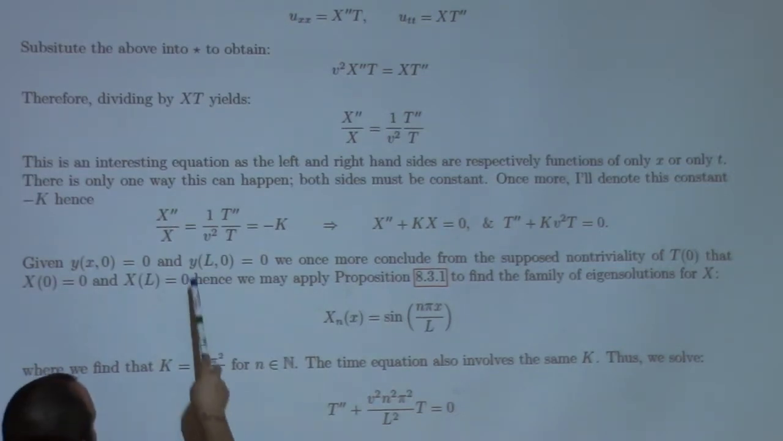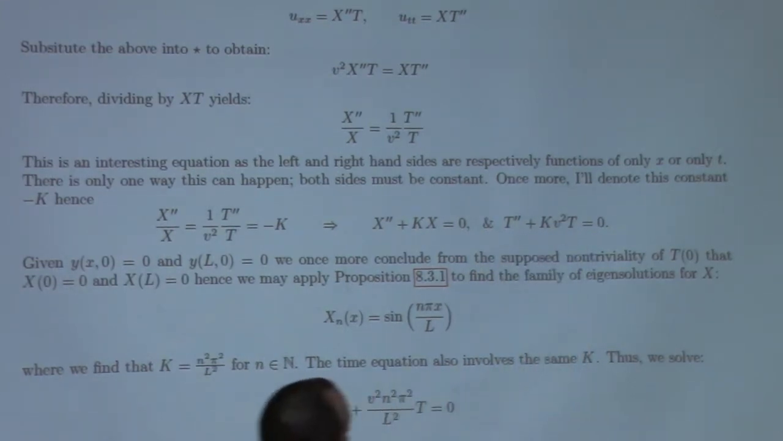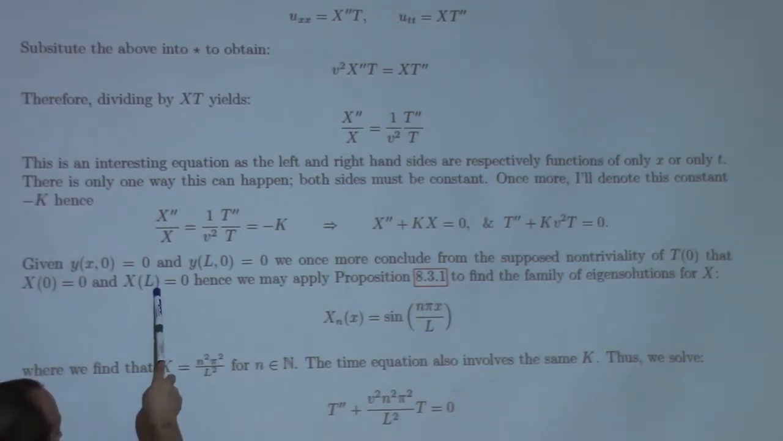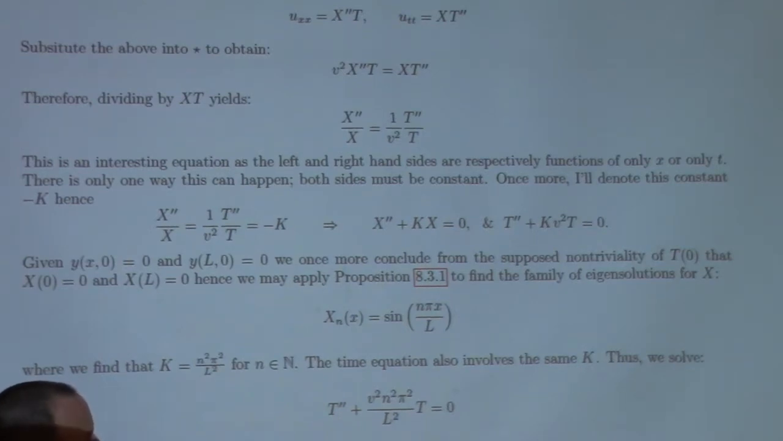But that makes us face x prime prime plus kx equals 0 and t prime prime plus kv squared t equals 0. This time, solving for t is also going to give us non-trivial sines and cosines. It's not just going to be an exponential in t like with the heat equation, but I think the determination of k is still going to come from applying the boundary conditions to the x part of the solution. We again get x of 0 is 0 and x of L is 0, from the assumption that y of 0, t and y of L, t are 0. Because it's true for all time, it's true for time 0, and by non-triviality of the time 0 solution, those have to be 0.